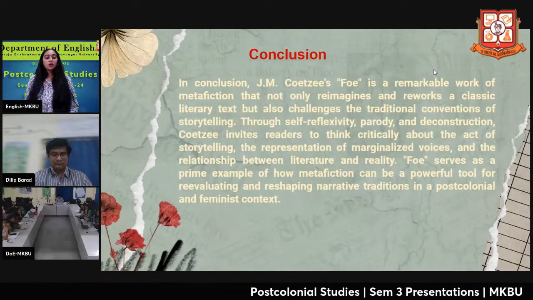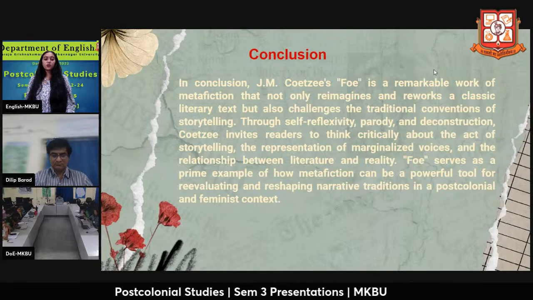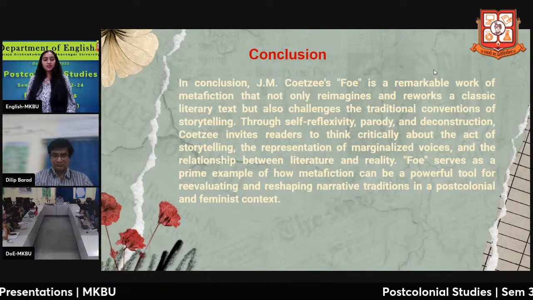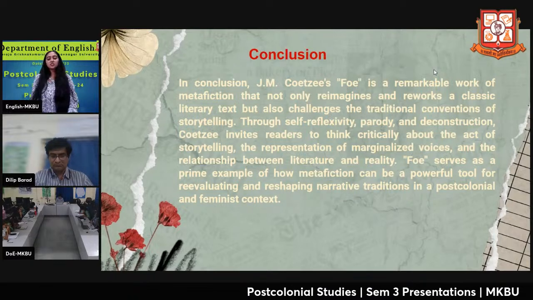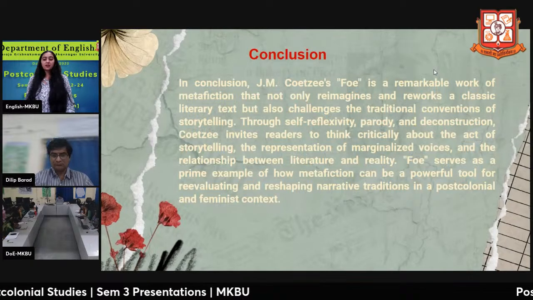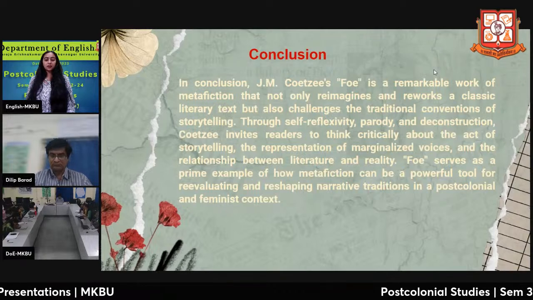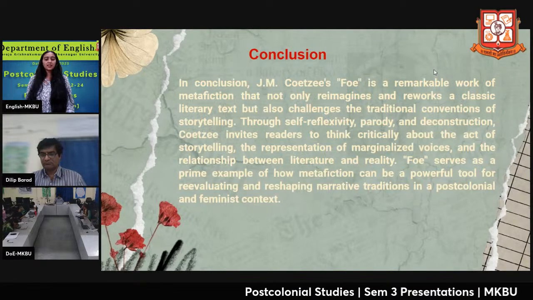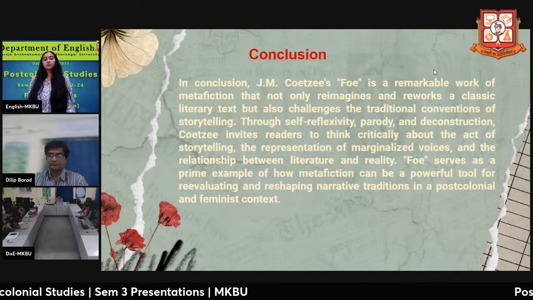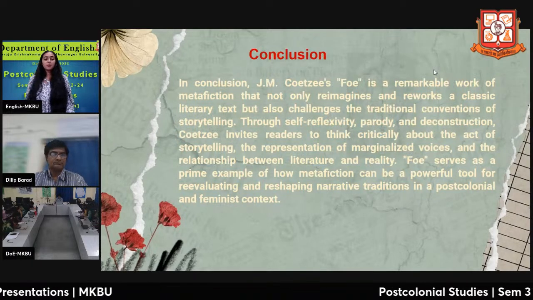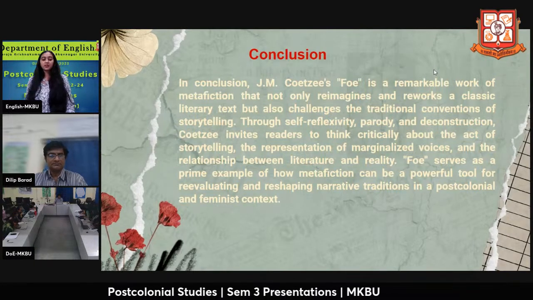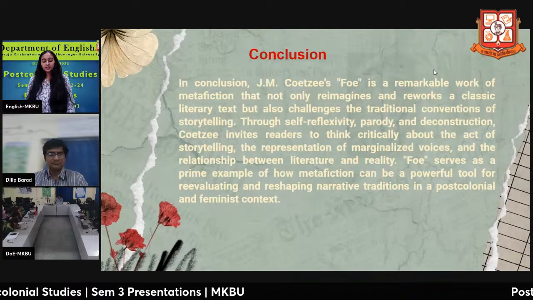Conclusion. In conclusion, J.M. Coetzee's Foe is a remarkable work of metafiction that not only reworks a classic literary text, but also challenges the traditional conventions of storytelling. Through self-reflexivity, parody, and deconstruction, Coetzee invites the reader to think critically about the act of storytelling, the representation of marginalized voices, and the relationship between literature and reality. Foe serves as a prime example of how metafiction can be a powerful tool for re-evaluating and reshaping narrative traditions in a post-colonial feminist context.